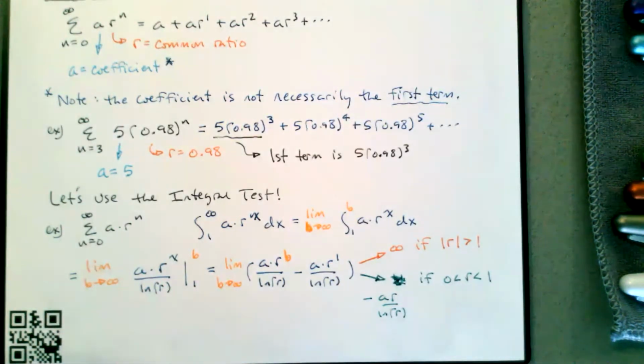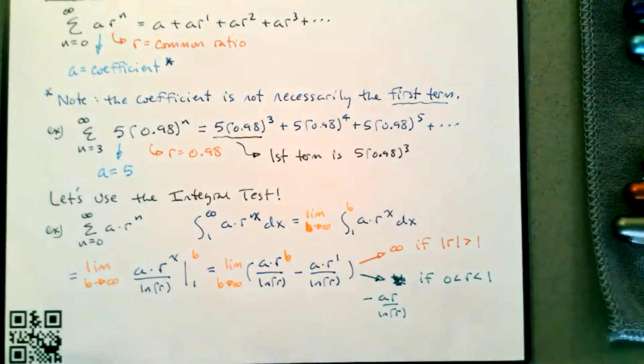So, yes, go ahead. I was just going to ask, the ln, that's the derivative for r to the x power? The antiderivative of r to the x is r to the x divided by the natural log of r. Okay, got it. Thank you. When we take the derivative of r to the x, the derivative of r to the x is r to the x times the natural log of r. So going the other direction, we'll divide by the natural log of r. Natural log of r is just a constant. Got it. Thank you.